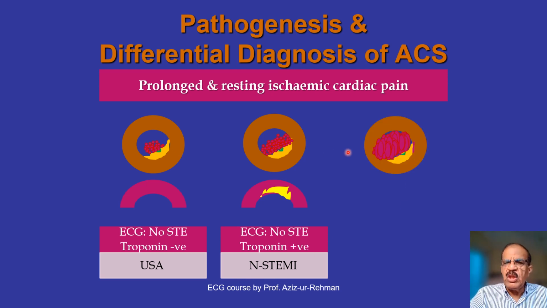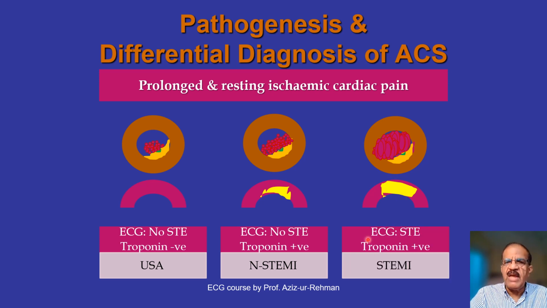Third one, the same disease process, but in this case, the person was a little unlucky and happened to present late. The clot was bigger and it caused almost complete occlusion of coronary artery. And this resulted in transmural infarction because there is ischemia throughout the myocardium. This caused transmural infarction, and that would cause ST segment elevation. And troponins will also be elevated, of course. And this condition is called STEMI, ST segment elevation myocardial infarction. Typical concept of myocardial infarction is related to STEMI.